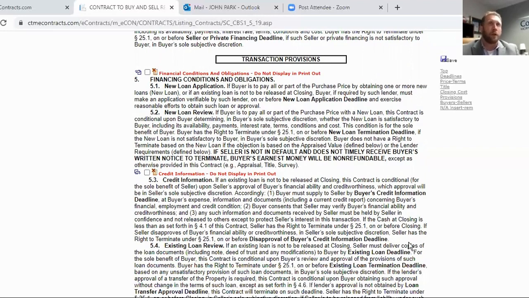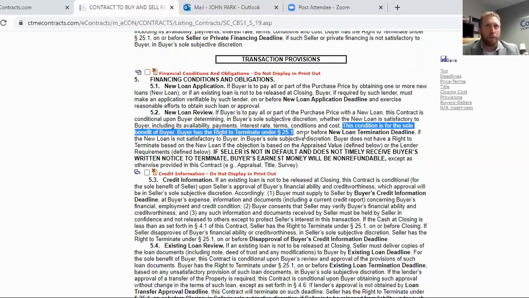This is a very strong section of the contract, and it's many times used to terminate at the very end of the deal if for some reason your buyer could not obtain financing. Or in the sentence just below where you highlighted new loan termination, it says that if the new loan is not satisfactory to buyer in buyer's sole subjective discretion, meaning if you as the buyer expected a 4% interest rate and your lender decided to give you only a 5% interest rate, you do have a right to terminate this contract on the new loan termination deadline.